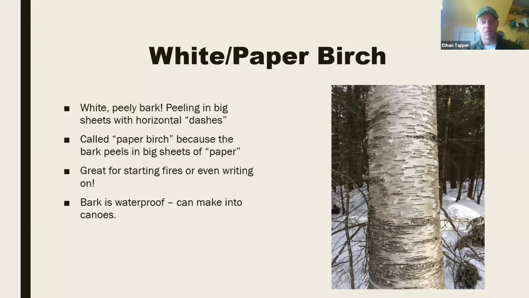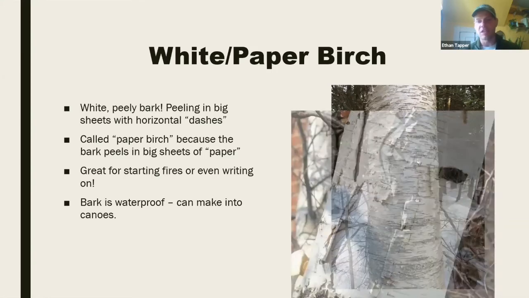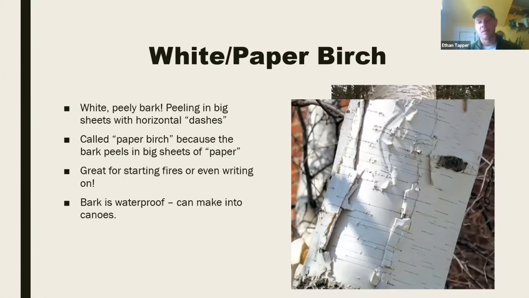White or paper birch, it's either called white birch or paper birch, it's the same tree, is a really good example of this. There are all these different characteristics. They have leaves, and twigs, and buds, and flowers, and all these other things. But most people can identify white paper birch just from the bark. Paper birch or white birch, and I'll use those interchangeably, has white peeling bark. It peels in these big sheets. You've probably all seen this. It's called paper birch because those bark sheets are like big sheets of paper.